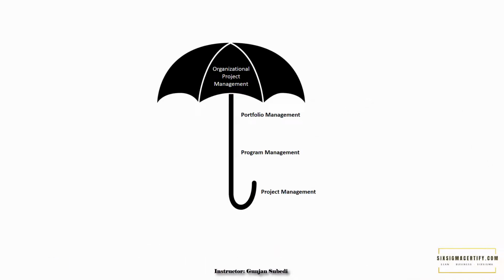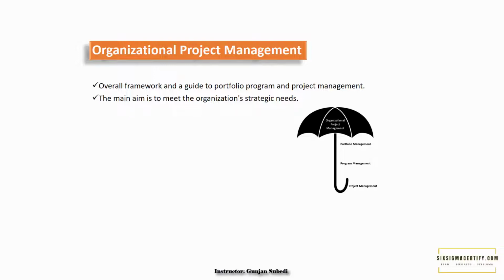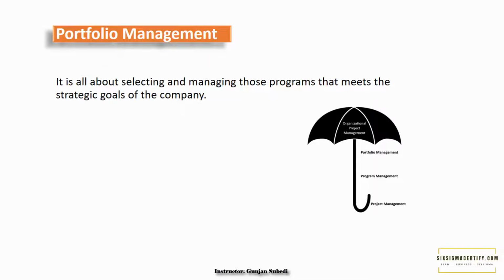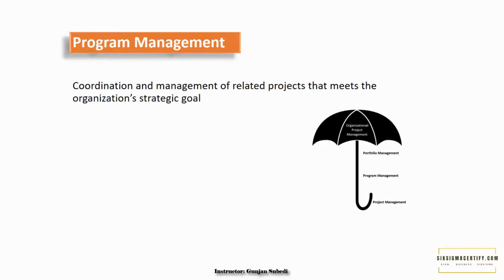First of all, let's start with what is organizational project management. It is an overall framework and a guide to portfolio management and project management. The main aim of organizational project management is to meet the organization's strategic needs. So it is like an umbrella term. Portfolio management is all about selecting and managing those programs that meet the strategic goals of the company. Program management helps in coordination and management of the related projects that meet the organization's strategic goal.